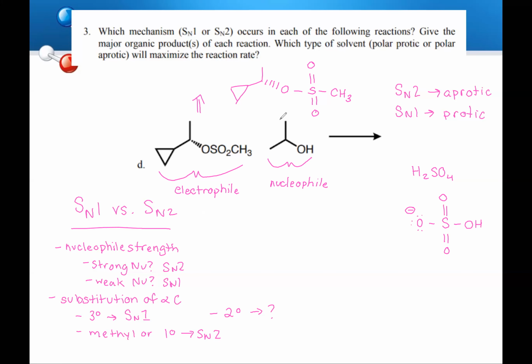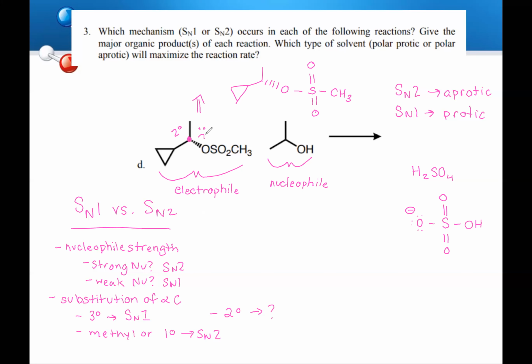Okay, so then next up, let's look at what mechanism is at play here. The first thing I always look at is the substitution of the alpha carbon, and in this case, it's secondary, which is sad, because that doesn't give us any information. So we're going to have to look at the nucleophile.